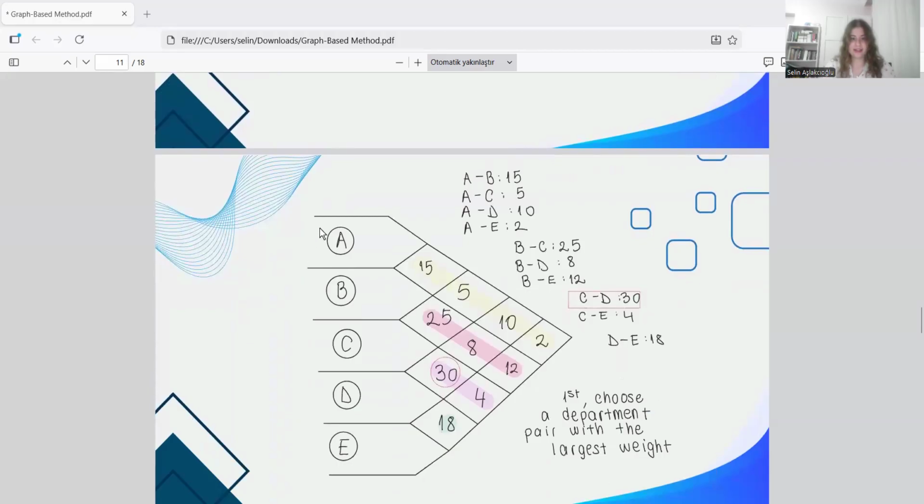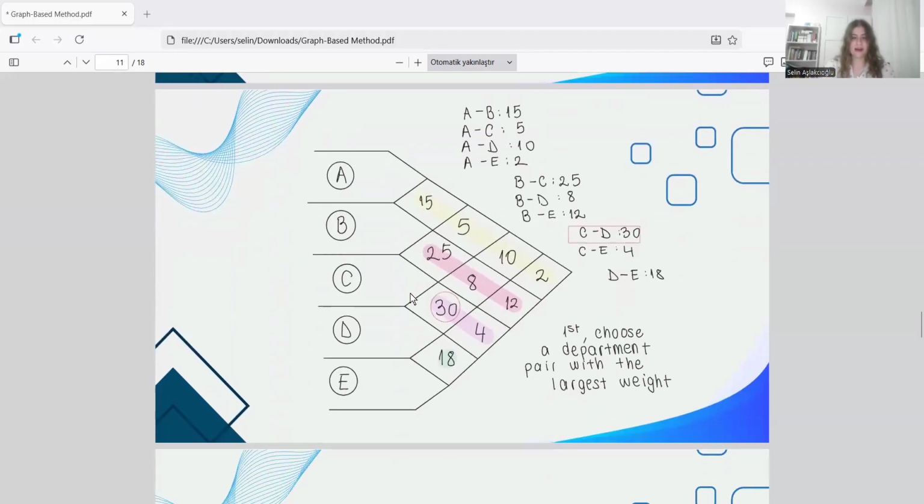So here's the relationship diagram that I drew. I did this off camera because I'm the slowest writer on the planet. We would lose so much time. So this is our relationship chart.